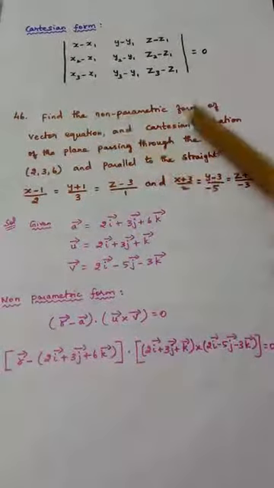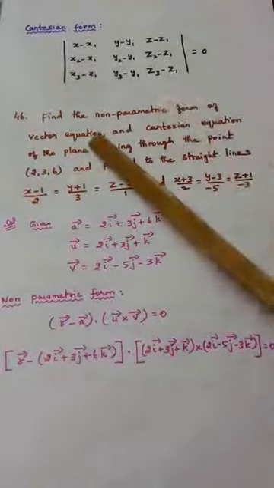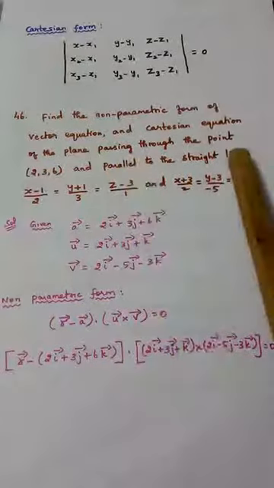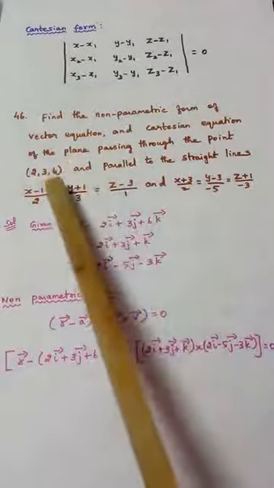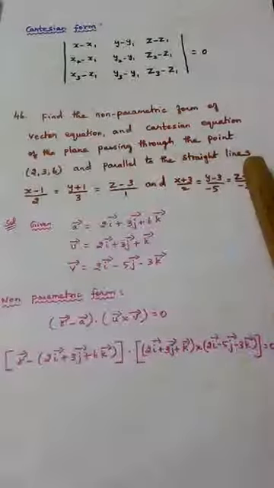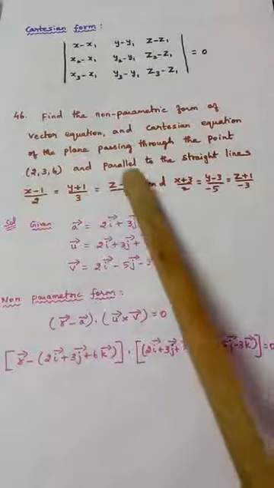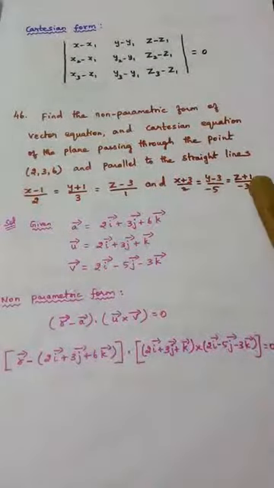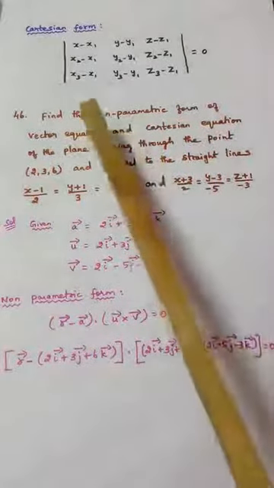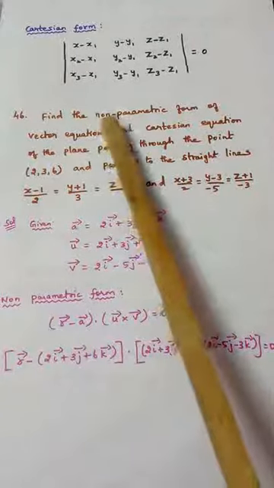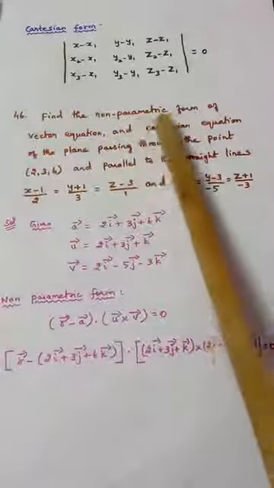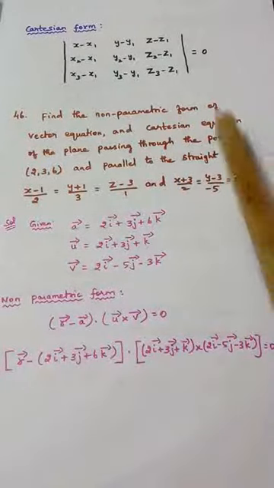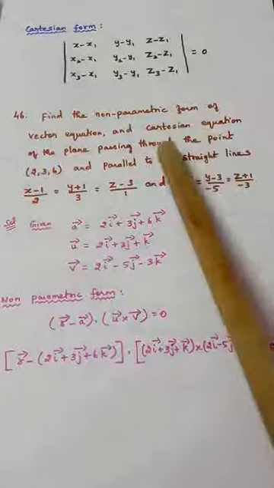Find the non-parametric form of vector equation and Cartesian equation of the plane passing through the point (2, 3, 6) and parallel to the straight lines. This is one straight line and this is the second straight line. So the question is very simple. They have given the heading also clearly. We need to find the non-parametric form and then the Cartesian form. So two types we have to find of the plane that passes through the point.